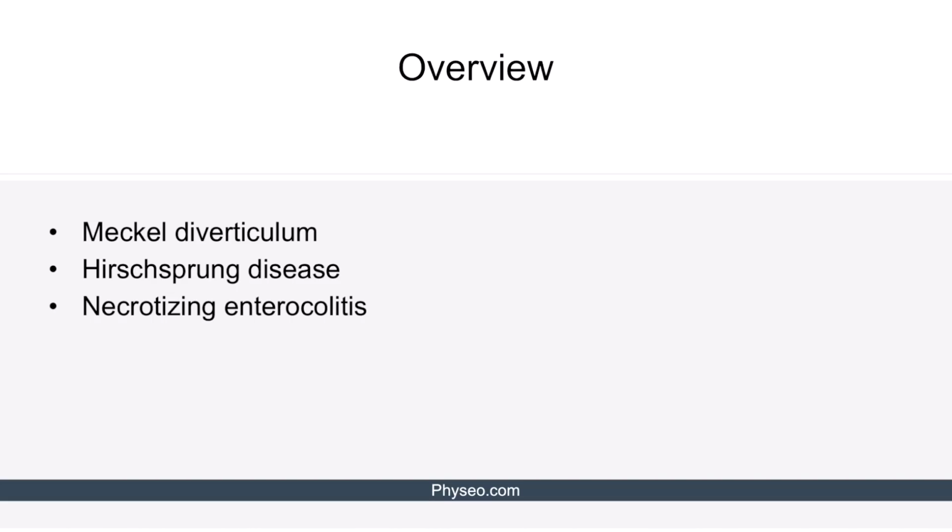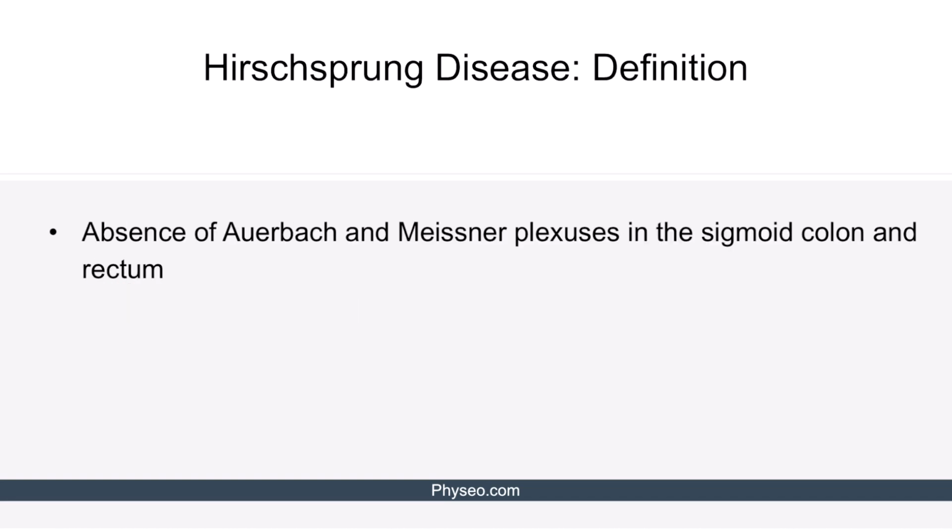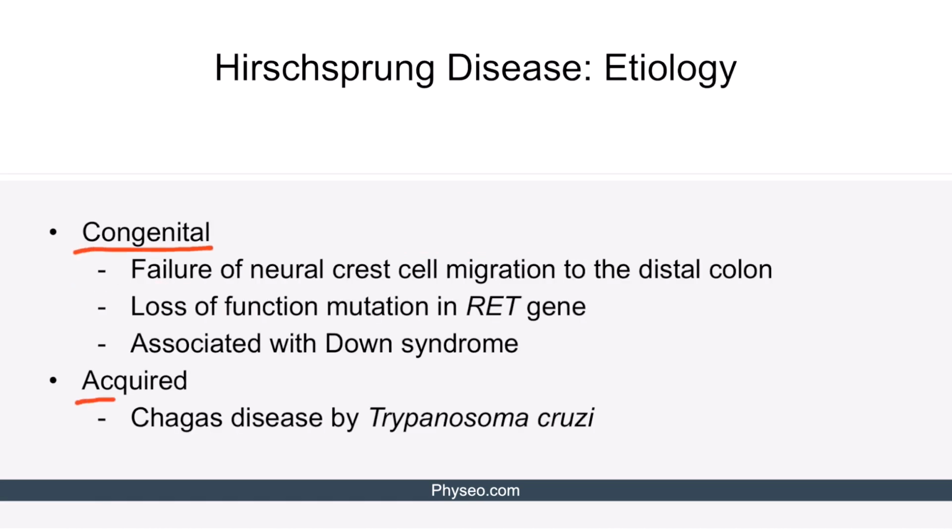Let's move on to Hirschsprung disease. Hirschsprung disease is the absence of Auerbach and Meissner plexuses in the sigmoid colon and rectum. Hirschsprung disease can be congenital or acquired. Congenital disease is due to failure of neural crest cell migration to the distal colon. Congenital Hirschsprung disease is due to a loss of function mutation in RET gene and is associated with Down syndrome. Acquired Hirschsprung disease is usually due to Chagas disease caused by Trypanosoma cruzi.